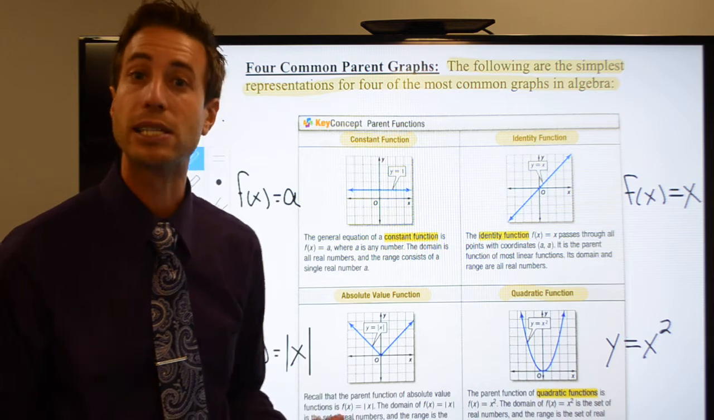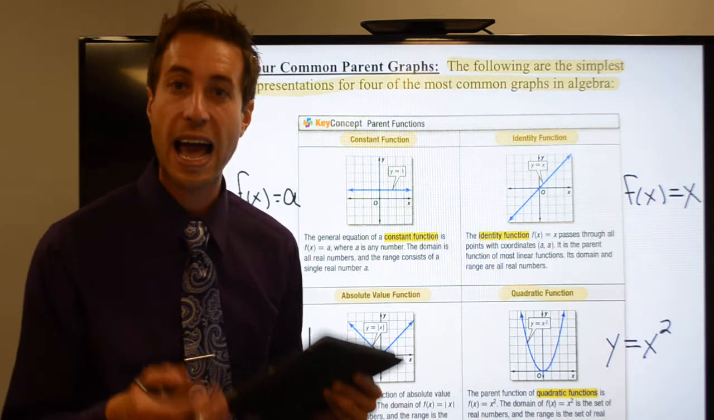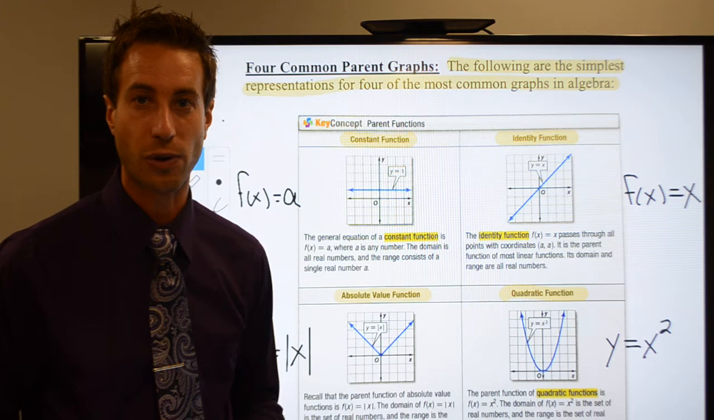Head on over to the next page and we'll get some practice with what kinds of problems I'll ask you to do based on these four graphs. I'll meet you over there.